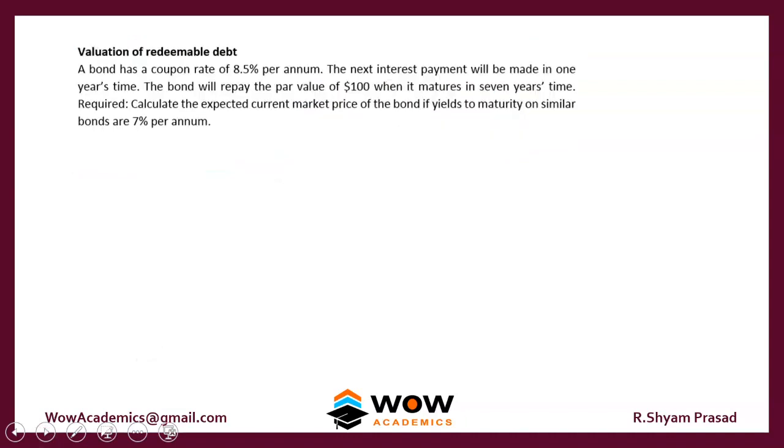We'll move on. So we have a question here. A bond has a coupon rate of 8.5% per annum. The next interest payment will be made in 1 year's time. The bond will repay the par value of 100 when it matures in 7 years' time. Calculate the expected current market value of the bond if yields to maturity on similar bonds are 7%.